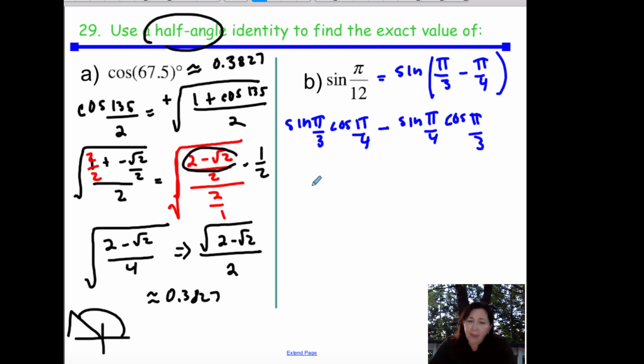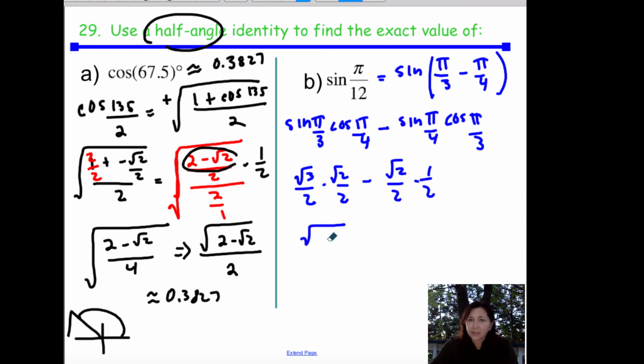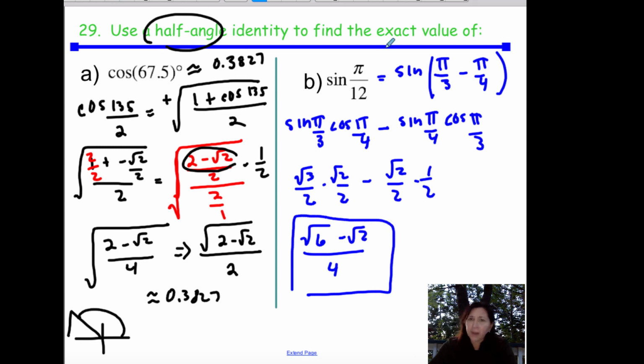So sine of pi over 3 is root 3 over 2. Cosine of pi over 4 is root 2 over 2. Sine of pi over 4, root 2 over 2. And cosine of pi over 3, 60 degrees, is 1/2. So I'm going to get the square root of 6 minus the square root of 2 all over 4. And you can approximate these, and you could check by just using your calculator and finding out what's sine of pi over 12, and that should equal the exact same value.